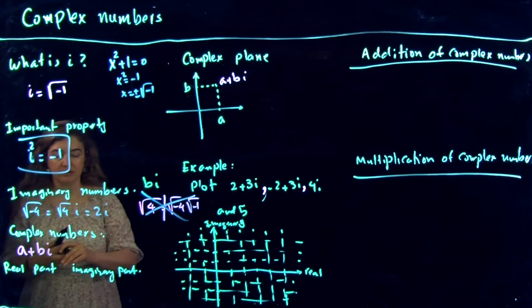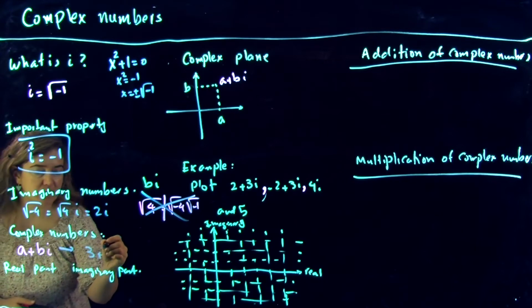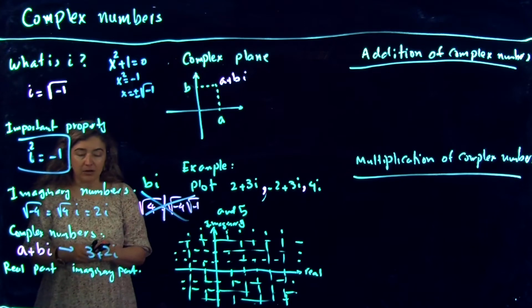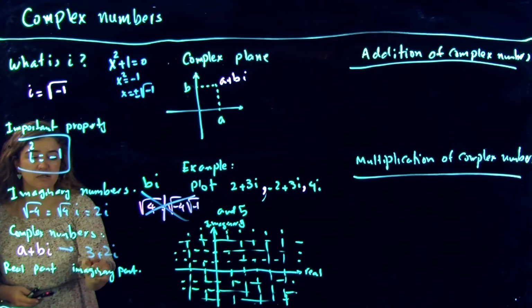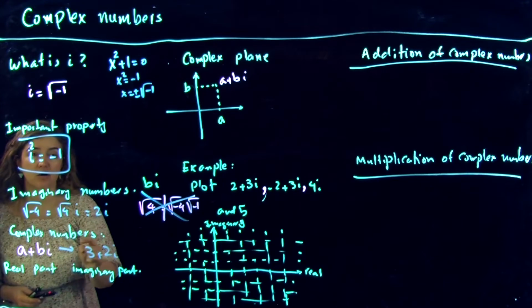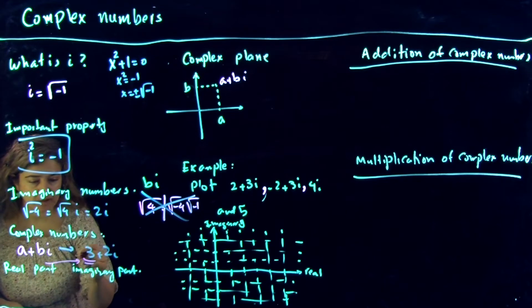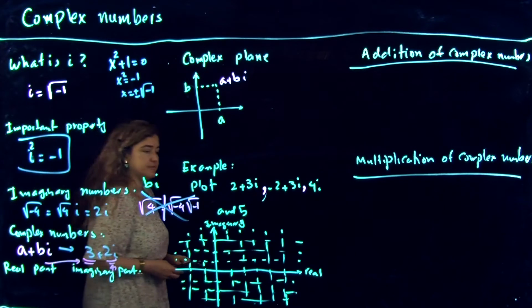And for example, 3 plus 2i is a complex number. Now, if I'm looking at this complex number, this part is called the real part, this part is called the imaginary part.